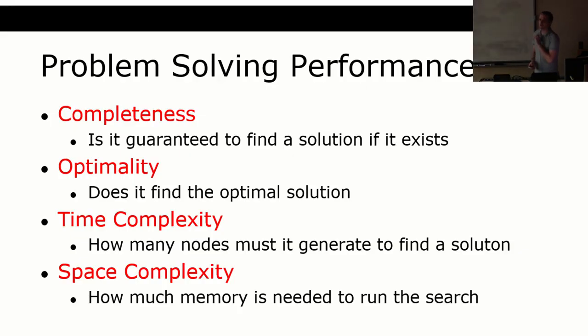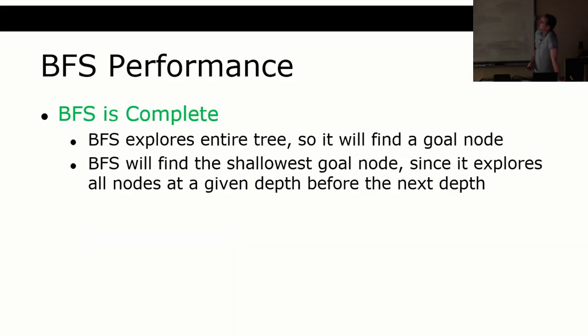So we're interested in these four performance measures of breadth-first search. Let's have a look at it. Breadth-first search is complete. That's really good. If I put something in green, that's good. If I put something in red, that's bad. We don't want that. So complete is good. It explores the entire tree, and so it will find a goal node if one exists. BFS will find the shallowest goal node, since it explores all nodes at a given depth before the next depth.